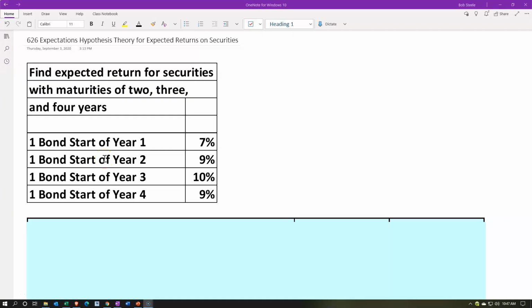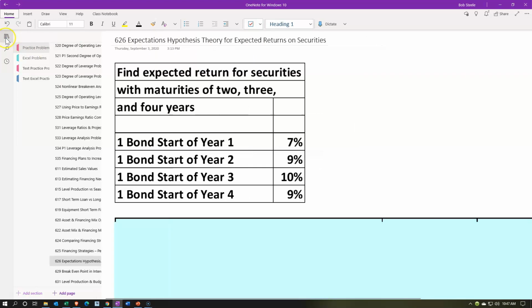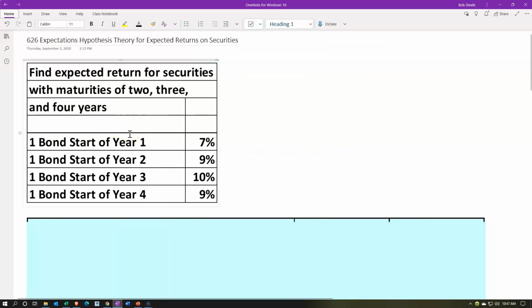Here we are in OneNote. If you would like to follow along in OneNote, you're not required to do so, but if you have access to it and would like to, we are in the 626 Expectations, Hypotheses, Theory for Expected Returns on Securities tab in the Practice Problems section. Closing that back out, we're going to have our information up top. We'll use that to go through the practice problem.